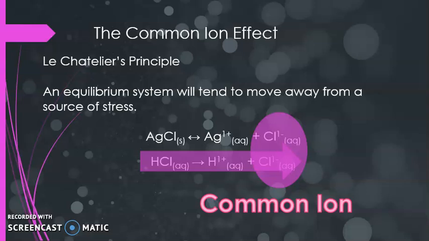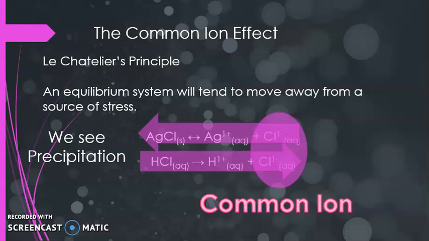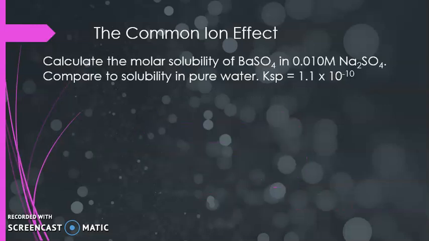And because of that, it actually is going to create a source of stress for the AgCl and tends to push its equilibrium back toward the reactant side. In this case, we would actually see a precipitate forming. Now, although that's all well and good qualitatively, it's important that we see this quantitatively. So let's actually put some numbers to this.